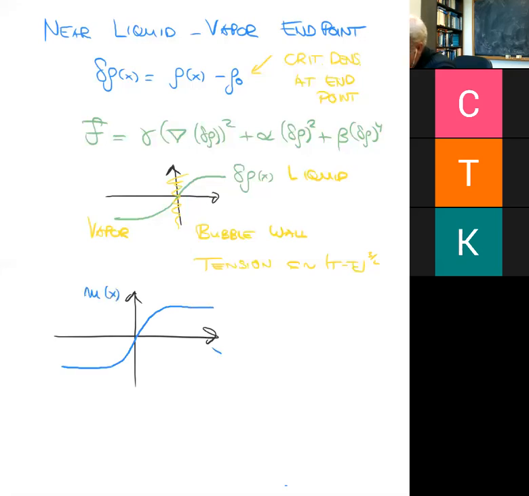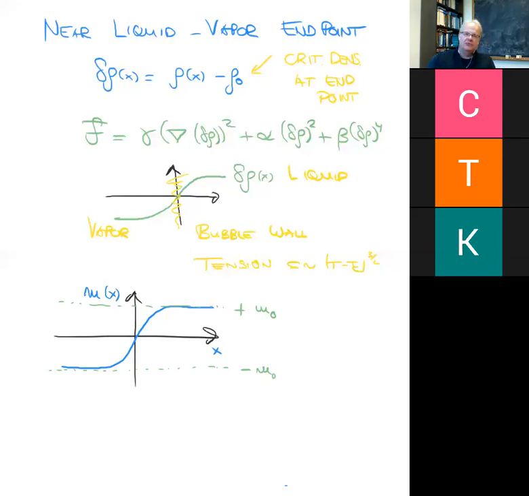So m of x is a function of x. And remember that what the solution does is it sits in a free energy minimum over here, and then it sits in another free energy minimum over there. So this was minus m naught. This is plus m naught. So this is a domain wall where you go from minus m naught to plus m naught.